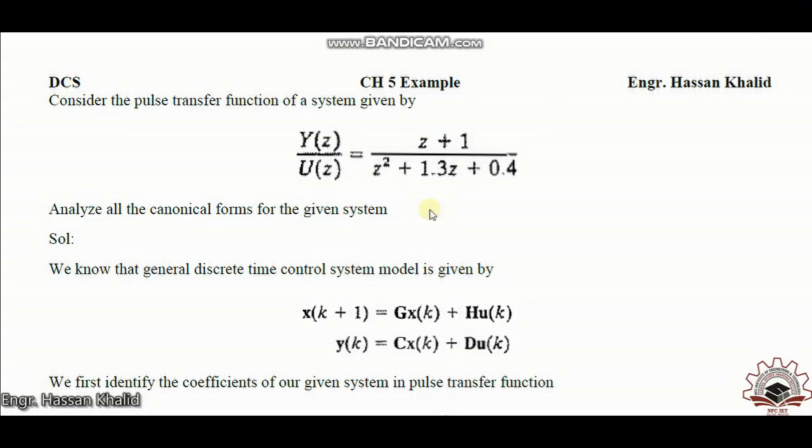Now let us solve this example so that we can easily understand how to write the given impulse transfer function in different canonical forms. Suppose that we have an impulse transfer function defined by (z + 1) / (z² + 1.3z + 0.4), and we need to analyze all the canonical forms for the given system.